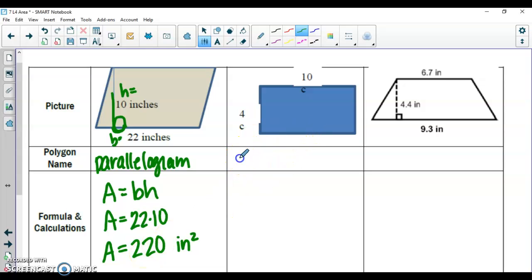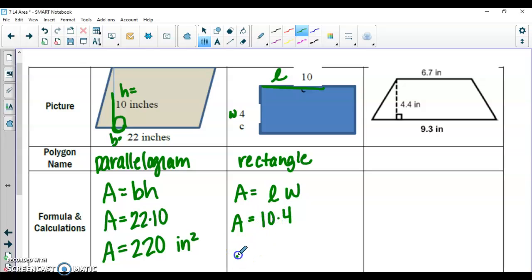Next example here, we have a rectangle. And we have in here A equals LW. Notice there's no L and W on the picture, but what we can do is take a look across here, length and width. So area equals 10 times 4. 10 times 4 is 40, and it looks like these are centimeters squared.